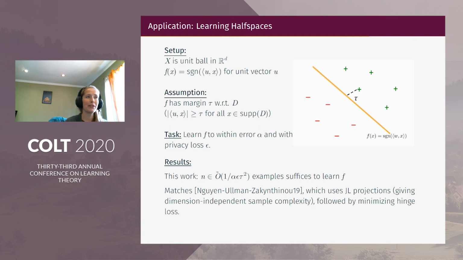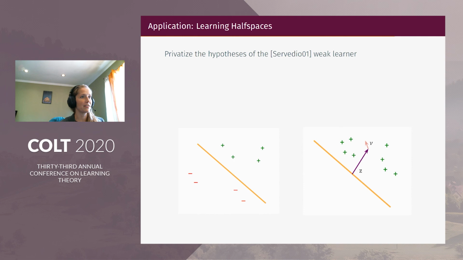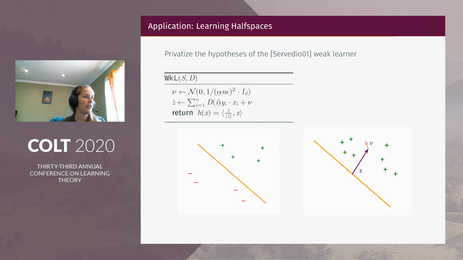Okay, so I claimed our weak learner was simple, so let me try to explain how it works in two pictures. For those familiar with the half-space weak learner of Servedio 01, we're just going to privatize its hypotheses by poking them with some Gaussian noise. So let's say this is our sample data, where we have positively labeled examples in our half space, negatively labeled examples outside. We negate all negatively labeled examples and take the center of mass to get this vector z. We then perturb z by Gaussian noise nu to get the vector z hat. We normalize z hat to be a unit vector, and then return the hypothesis that on input x outputs the sign of the inner product of x with this normalization of z hat.